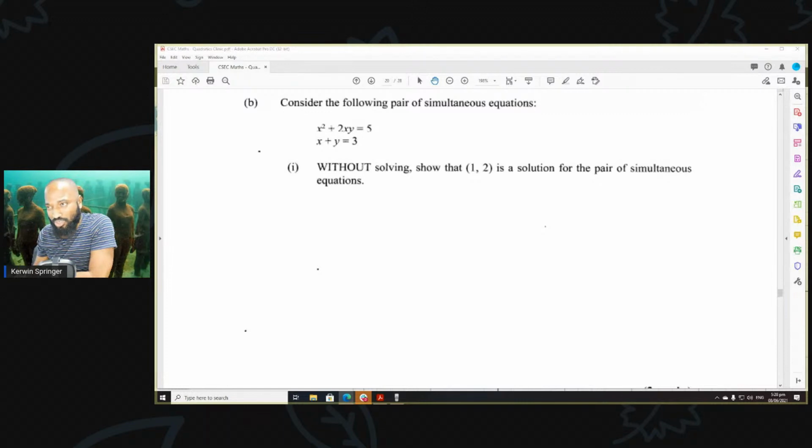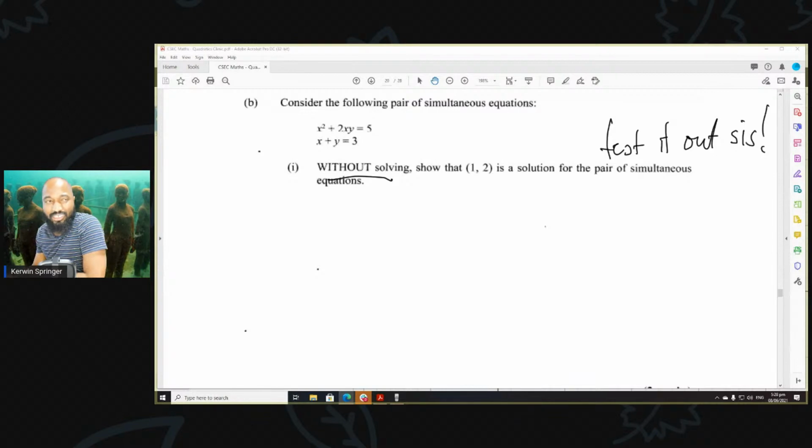Without solving, show that (1, 2) is a solution for the pair of simultaneous equations. They don't want you to solve. What do you do when they say without solving, show that this is a solution? Just test it out. That's what they mean. Test it out and see if it works.